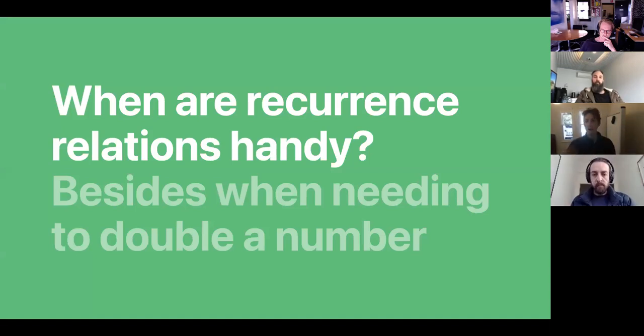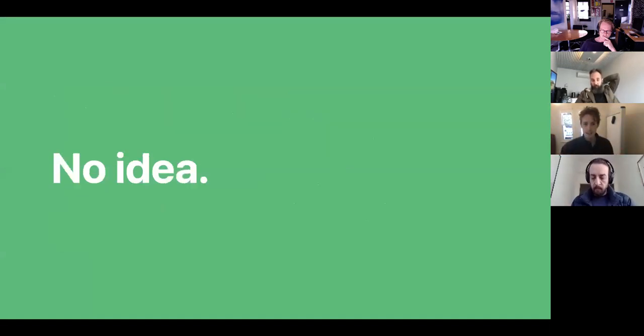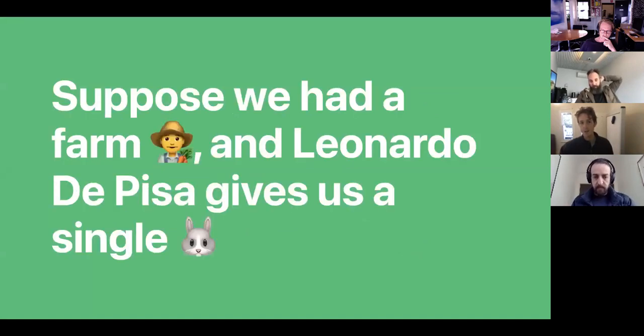So when are these recurrence relations handy? Got no idea. So let's take an example. Suppose we had a farm and Leonardo de Pista gives us a single rabbit, right? He's in the area. He goes, look, interested in a rabbit? I've got one here, I've got to get rid of it. Do you want to take it? And the farmer says, yeah, you know what, I'll have it.